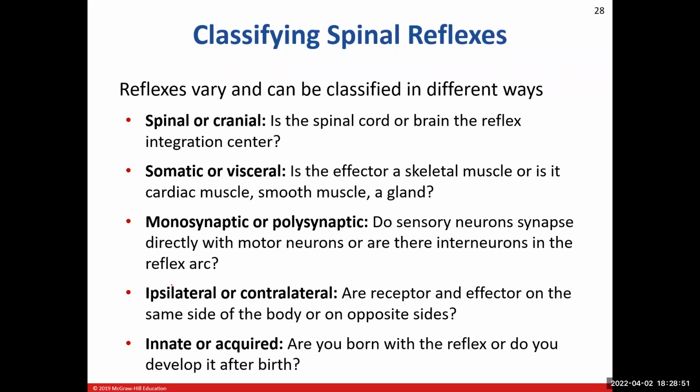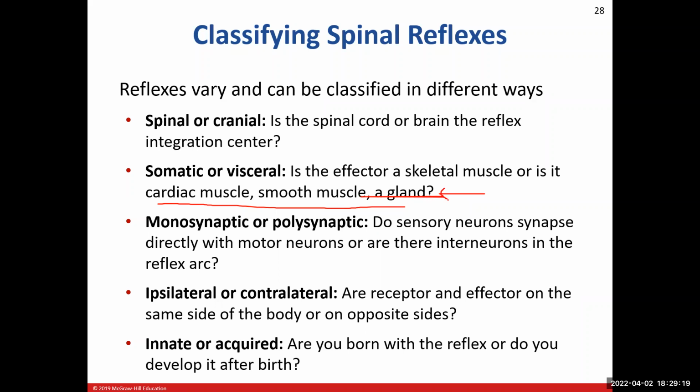Somatic or visceral, that depends on the effector organ. If it's somatic, then we're going to utilize skeletal muscle as the effector. If it's visceral, we are going to utilize either cardiac muscle, smooth muscle, or a gland. Now, the latter three you will cover in much more detail in later chapters, just not in this course. The endocrine system weighs heavily on the glandular response.